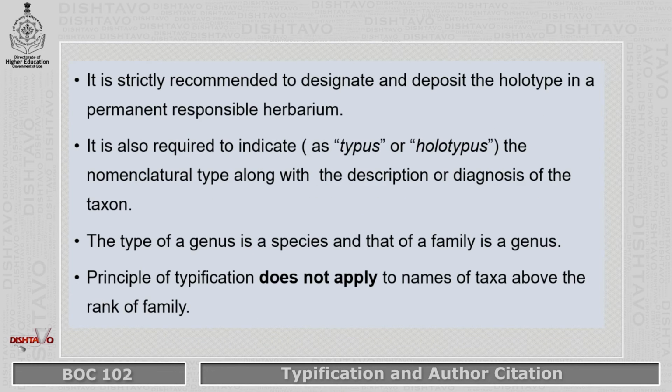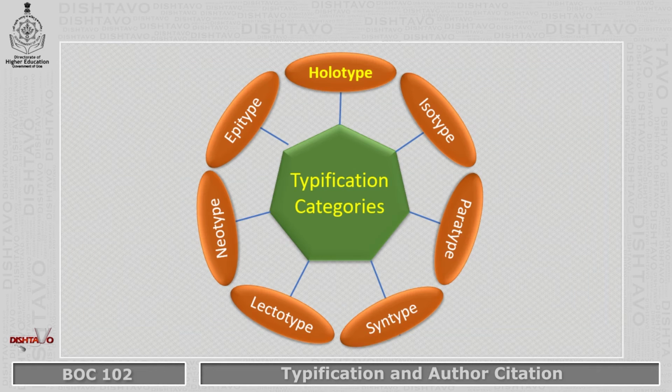It is strongly recommended to designate and deposit the holotype in a permanent, responsible herbarium that is recognized. It is also required to indicate as typus or holotypus the nomenclatural type along with the description or diagnosis of the taxon. The type of a genus is a species and that of a family is a genus. The principle of typification does not apply to names of taxa above the rank of family.